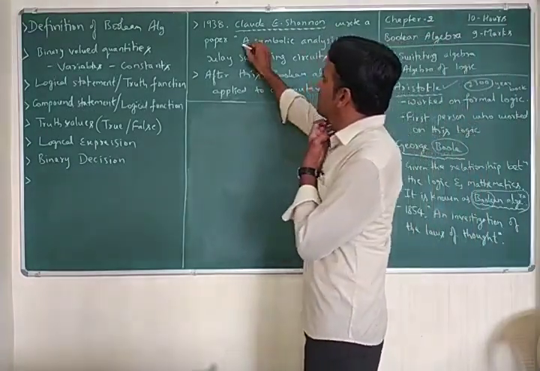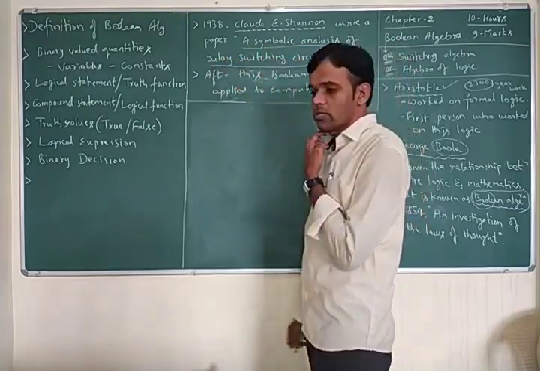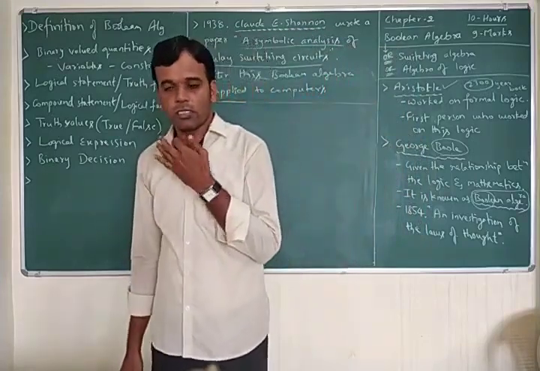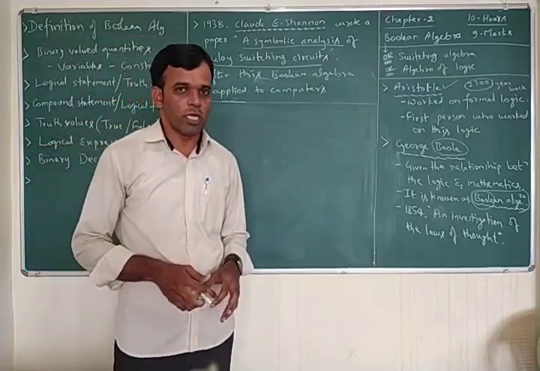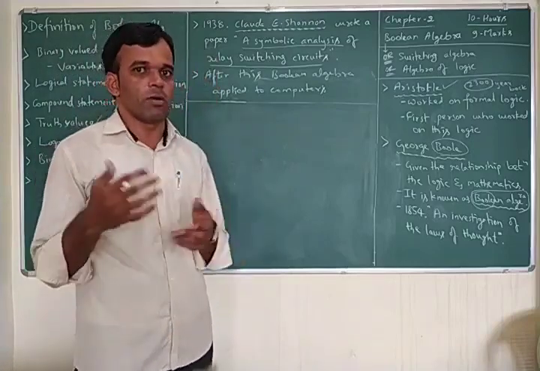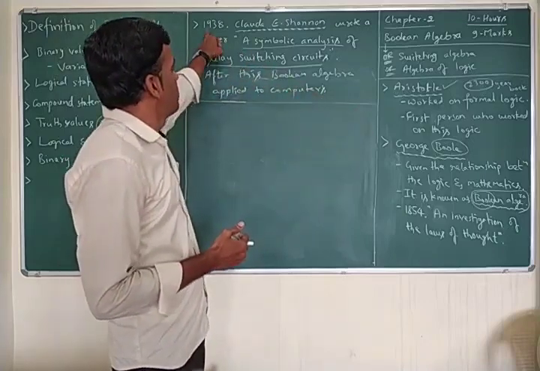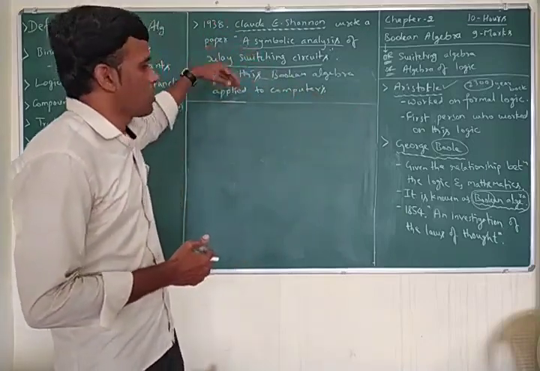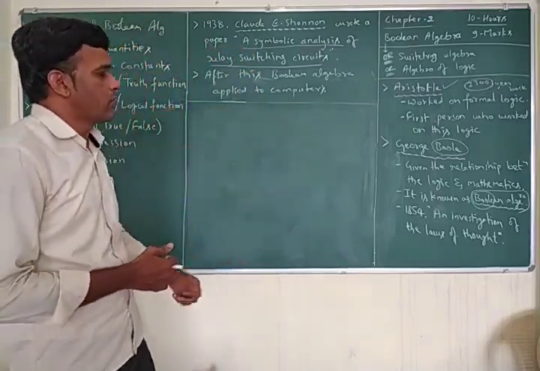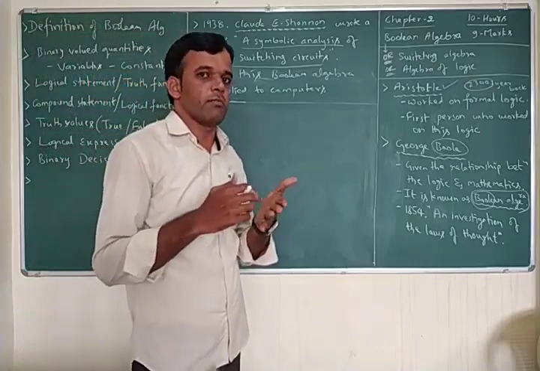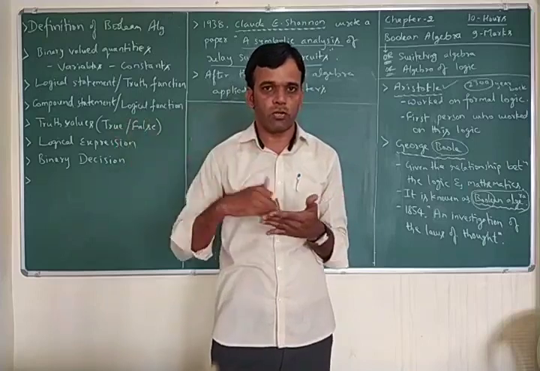In this particular paper, A Symbolic Analysis of Relay Switching Circuits, he applied Boolean algebra for switching networks, telephone switching networks. Of course, it's not about the mobile phones which you are using now. It's about the landline phones in that period, in 1938 or around the 40s. There, as we do in mobile phones, when we dial a number, it has to be connected to the other person. Then only we can talk to them.